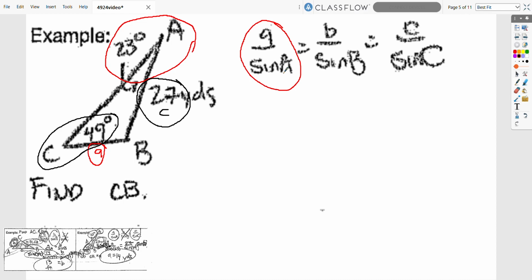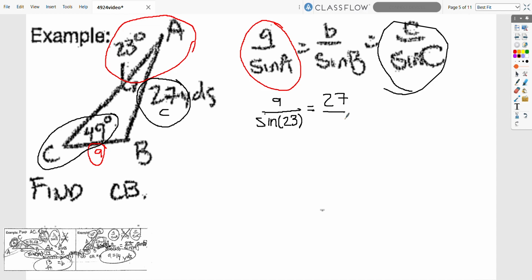Set this up. Our lowercase a, if we labeled it correctly, it should be no problem. Lowercase a is a. That's what we have to find. So you can put a or x. Sine of the angle A, because that's uppercase, 23 degrees. Equals, and then we're setting up c. Lowercase c is on top. That's the side. We are given that, so we labeled it lowercase, 27. And then over sine of angle C, because that's the uppercase C, which is 49 degrees.